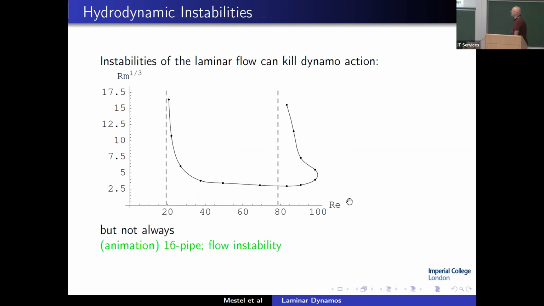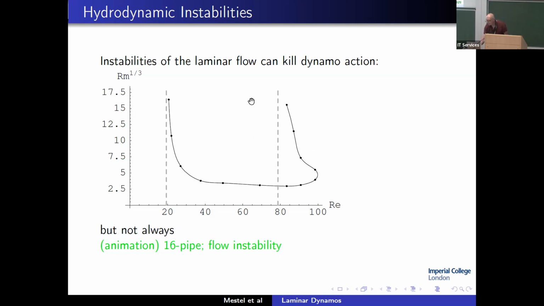Okay, this is all laminar. We know the flow is turbulent. Before it goes turbulent, it goes unstable. And you can sometimes analyze the hydrodynamic instabilities which occur to the flow. And this is a case where the hydrodynamic instability kills the dynamo.